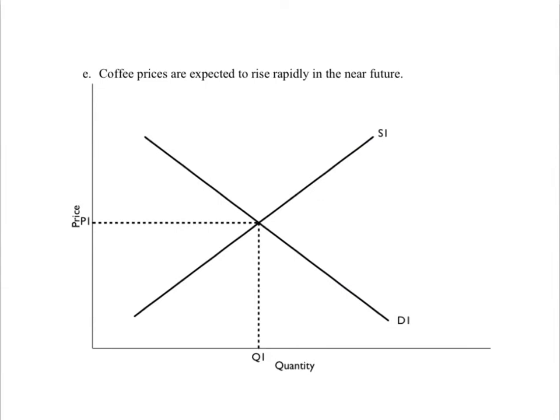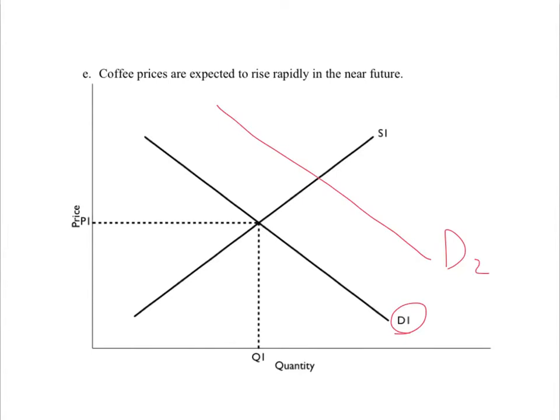And then finally, coffee prices are expected to rise in the near future. This is the one change, the one determinant in our list that impacts both supply and demand. As a coffee consumer, let's focus on demand first. If you expect coffee prices to rise in the near future, you're going to buy coffee now. Get it while it's at a good price. So the demand for coffee will rise.